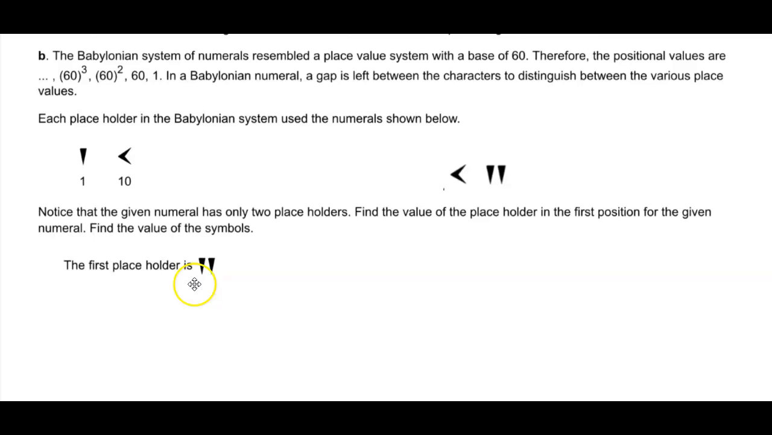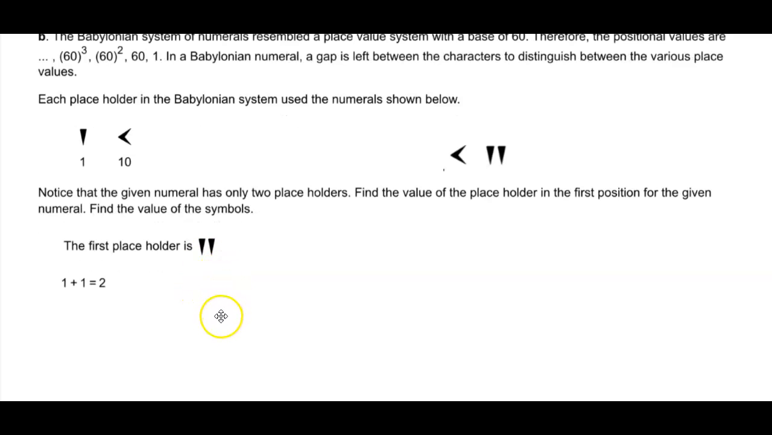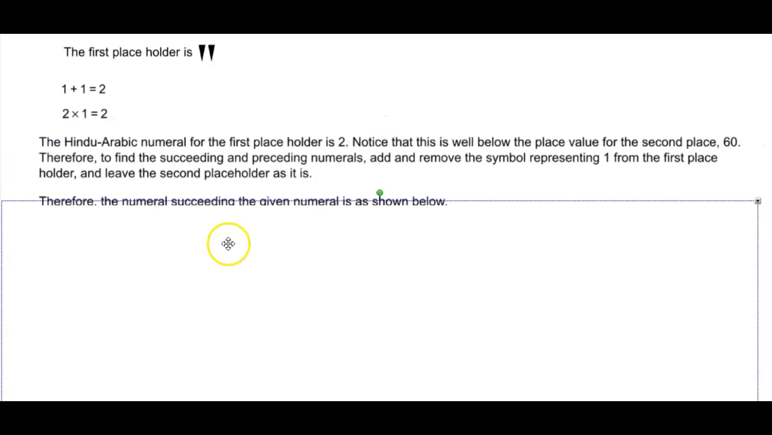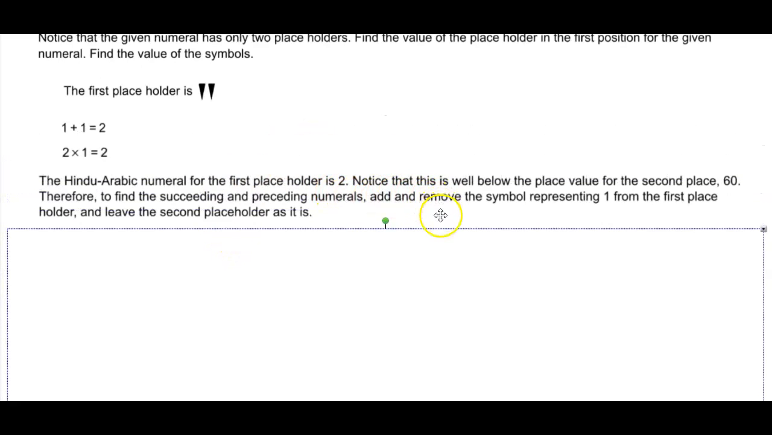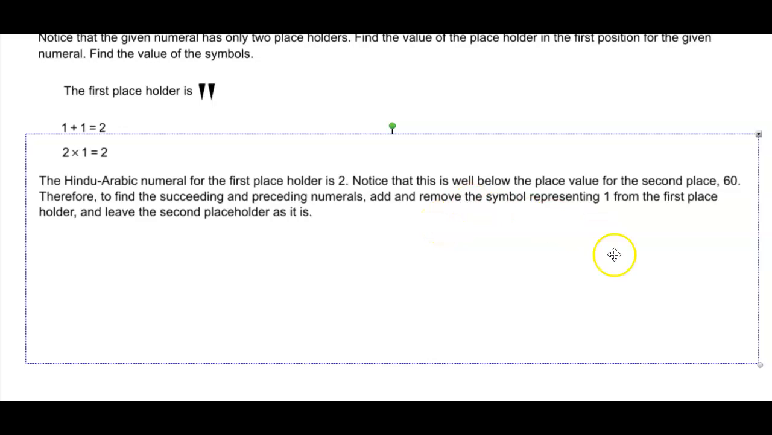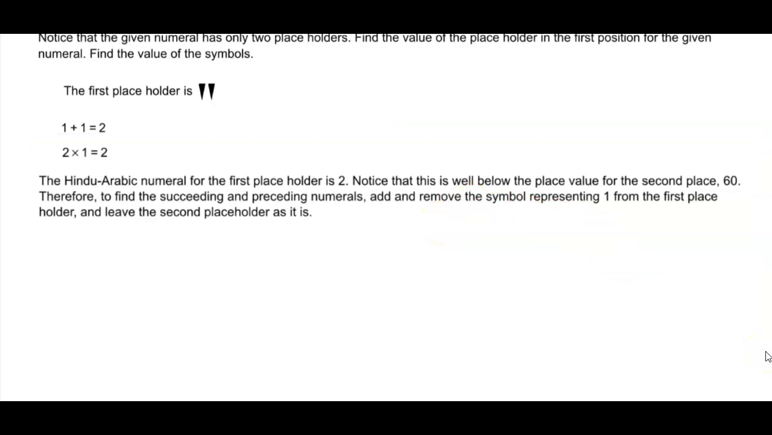Now, the first placeholder is the following. That means we have 1 plus 1, which is 2, and therefore 2 times 1 gives us 2. And so the Hindu Arabic numeral for the first placeholder is 2. And notice that this is well below the place value for the second place, which is 60.